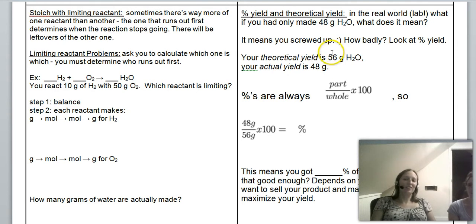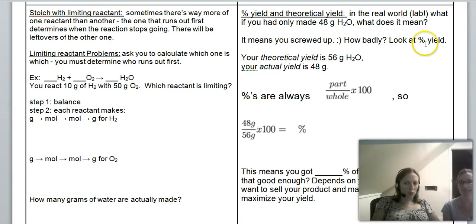Percent yield and theoretical yield. In the real world, that's the lab. What if you went and did all of this, like for real, and actually reacted those two things together, 10 grams and 50 grams, and you were going, I'm going to make 56 grams, but then you got 48 grams? Oops. What does it mean? It means that you screwed it up. The question is, how badly did you screw it up?